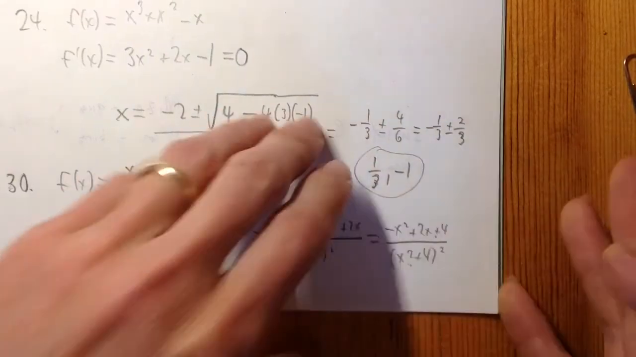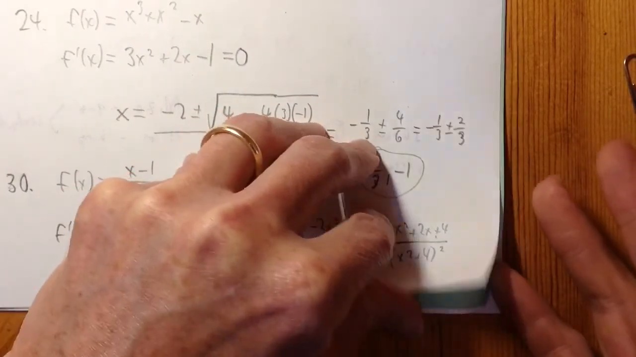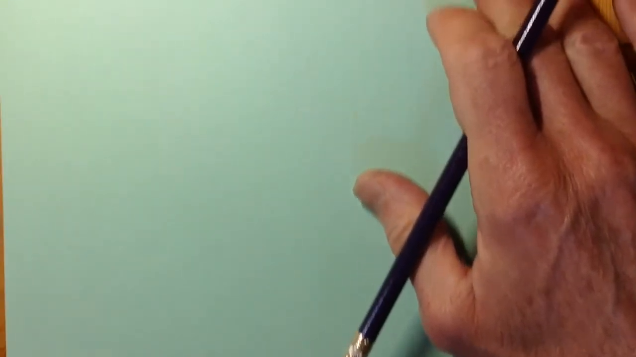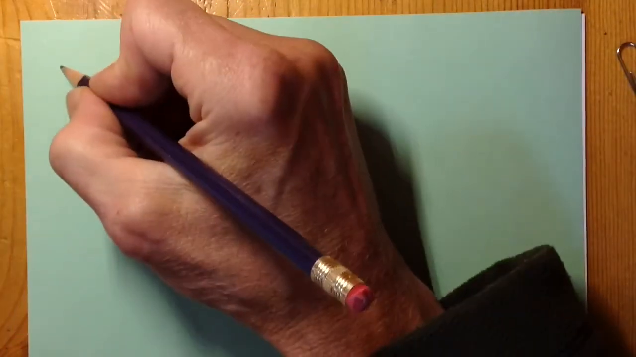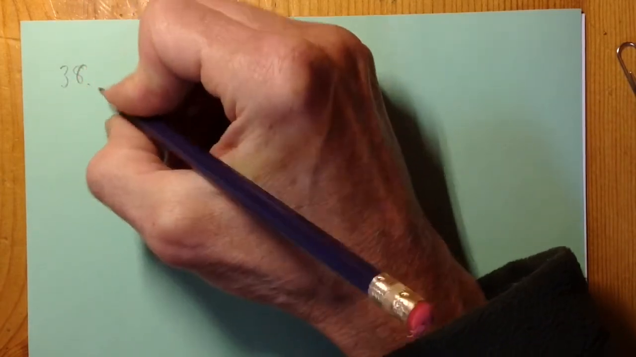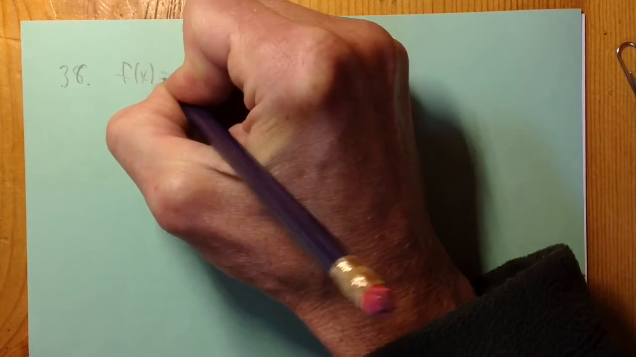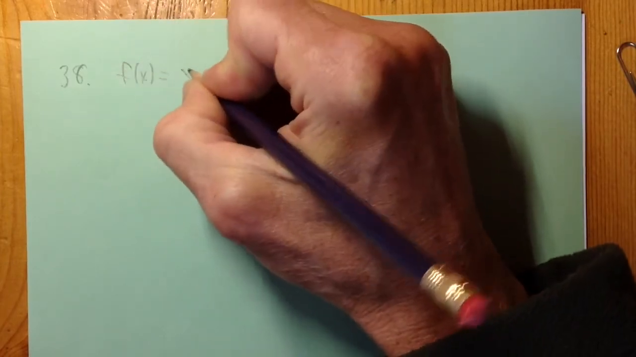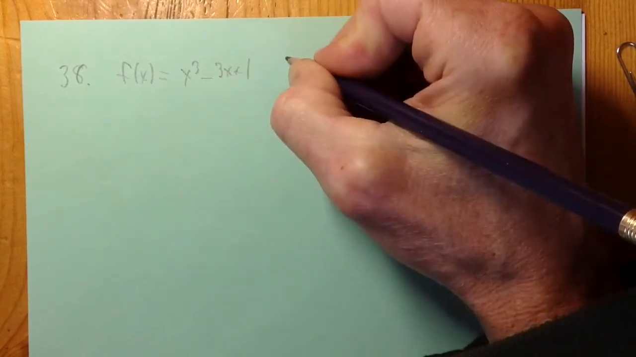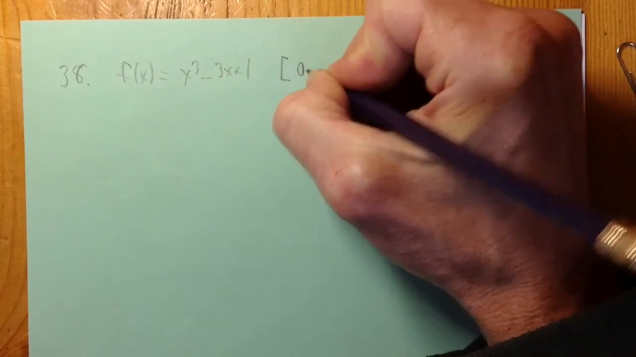Like for number 38, they say find the absolute maximum and absolute minimum on a given interval. Okay, on a given interval. So this is like 38. They say 38 is f of x equals x cubed minus 3x plus 1 on the interval 0, 3.